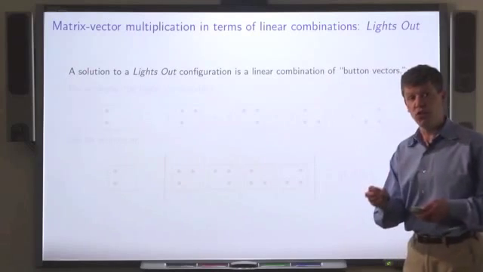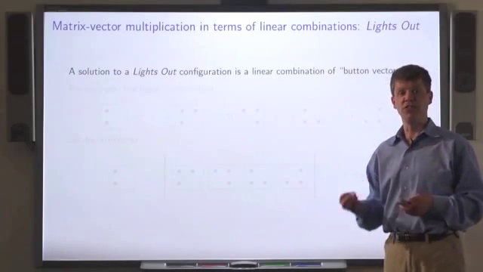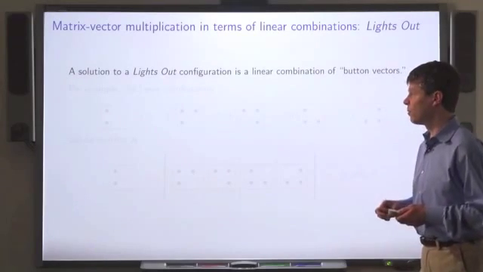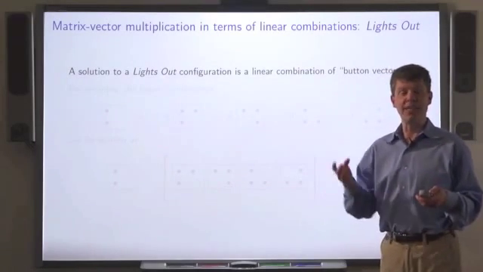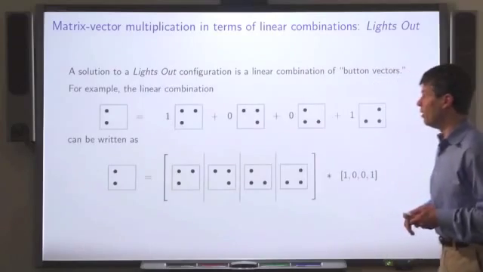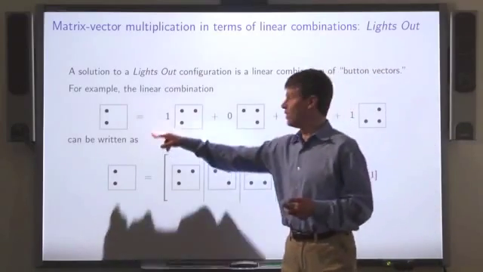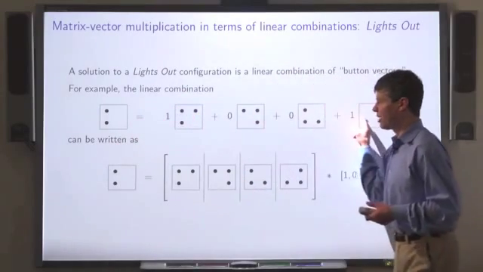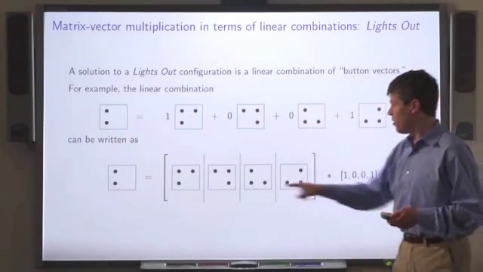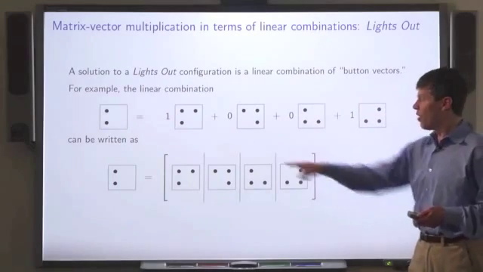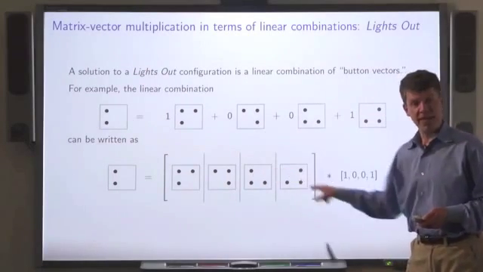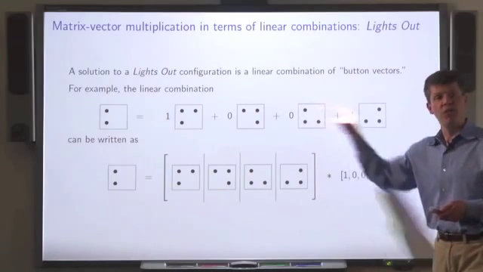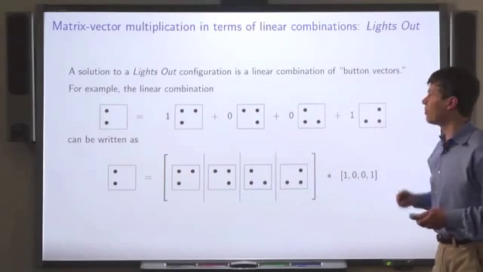Recall the Lights Out puzzle. We said that a solution to a given configuration for Lights Out is a linear combination of the button vectors. And we can write a linear combination as a matrix-vector product. For example, this linear combination, which expresses this configuration in terms of button vectors, can be written as the matrix-vector product, where the columns of the matrix are the button vectors, and the vector specifies the coefficients in the linear combination.